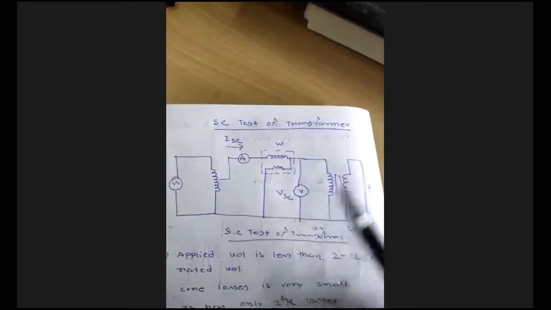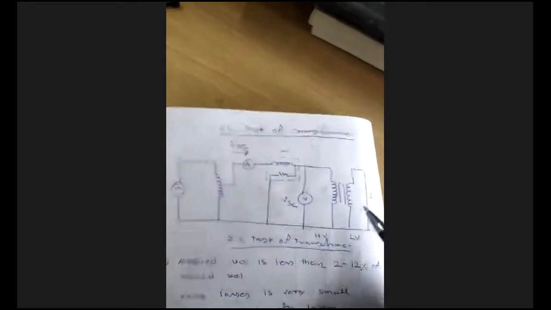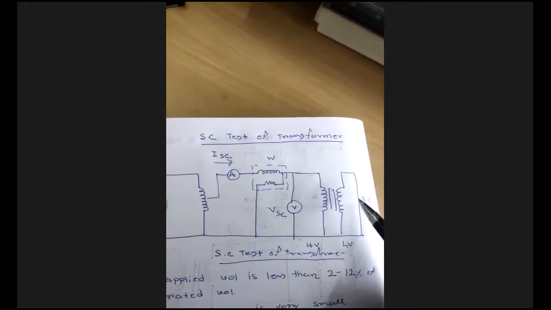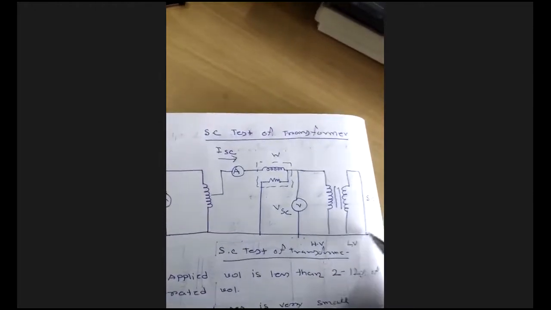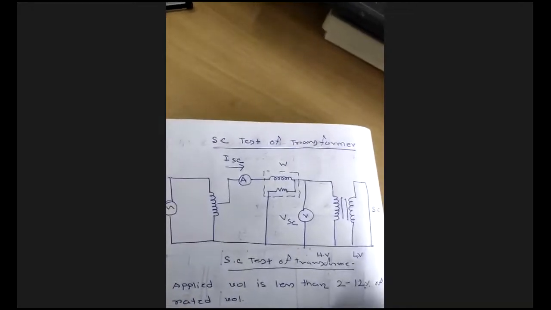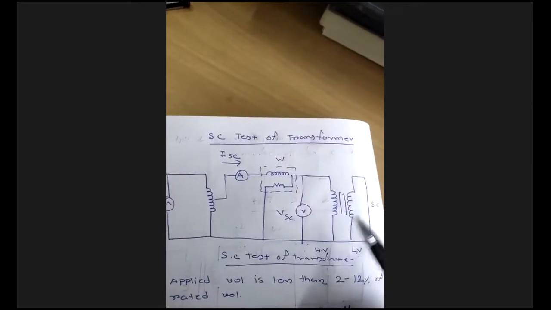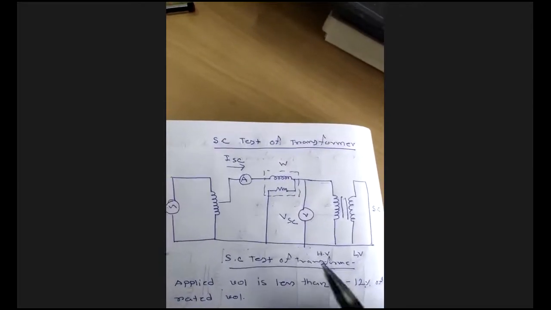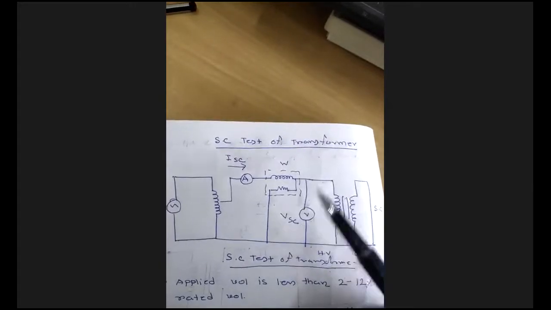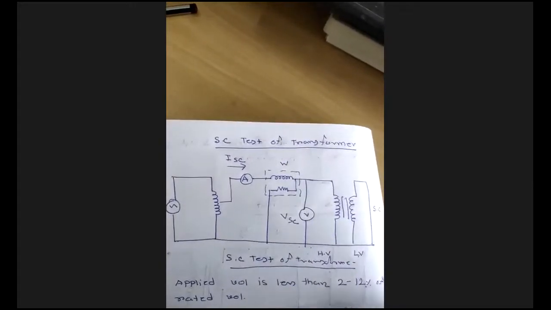So in the short circuit test, what we have to do, we have to just short the output side or the low voltage side. The output or the low voltage side must be shorted. Okay, and short circuit current is flowing. Also here the voltage is decreased by 2 to 12%, and core loss also decreased.